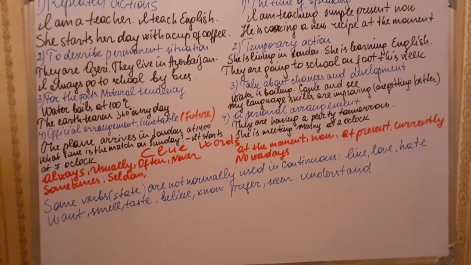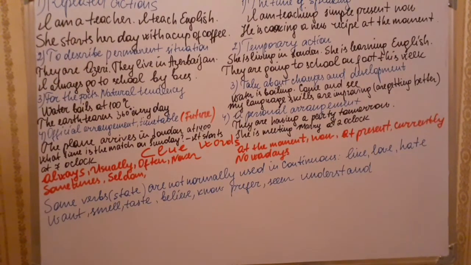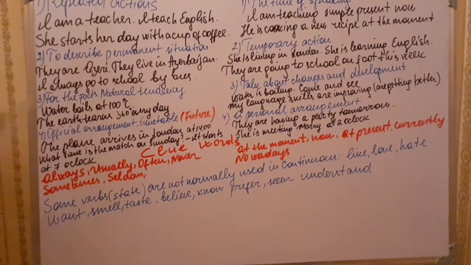Now another usage is to describe permanent situations. What is permanent? If you do something for a long time, over the course of your lifetime, it is considered a permanent situation. They are Azeri, they live in Azerbaijan. So they are Azeri. They don't have any other country to live in. So they live in Azerbaijan.